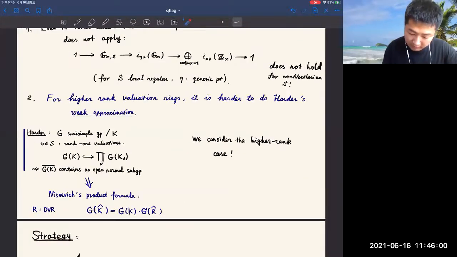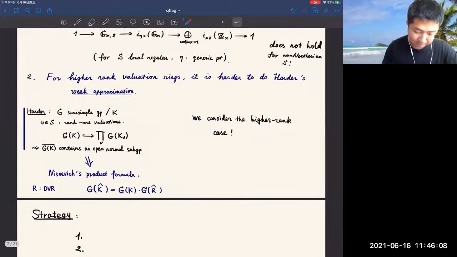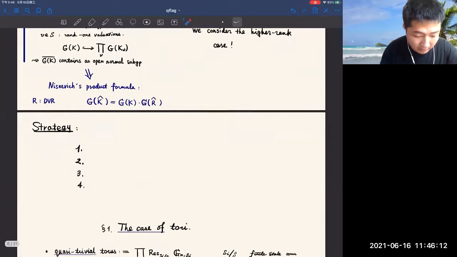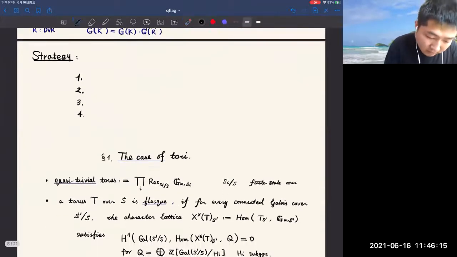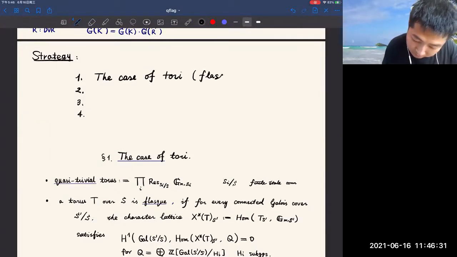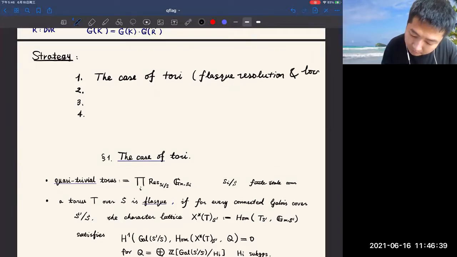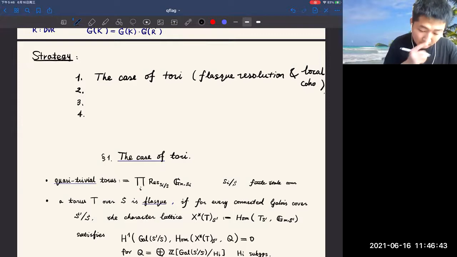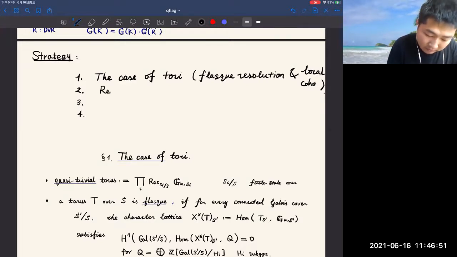But now we want to consider the higher rank case. Harder only considers the rank one case, so we need to use another technique. The strategy is the following. First we prove the case of tori, by using flasque resolution and local cohomology. And then we try to reduce to the case when the valuation ring is Henselian of rank one.